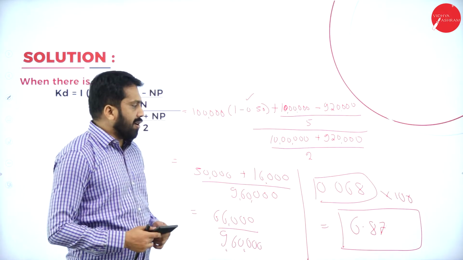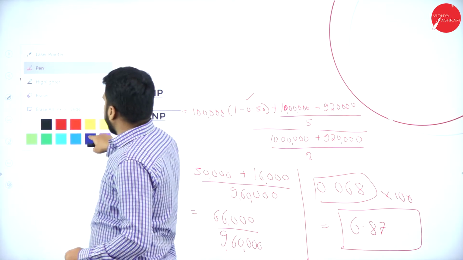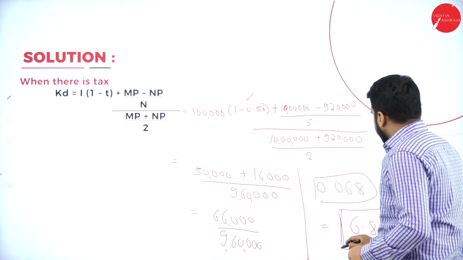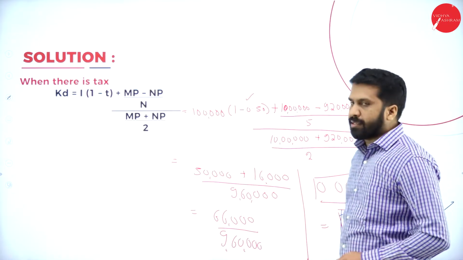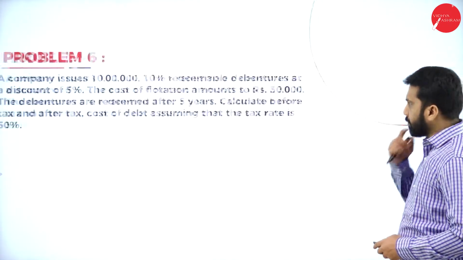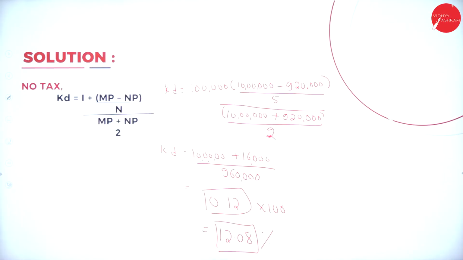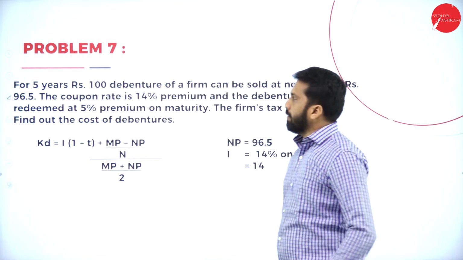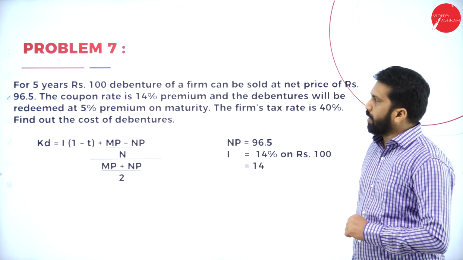What is this? 6.87 is called your cost of capital. Hope you understood. I'll change the color so that you will find out what is your final answer. This is your final answer. Clear? So I'll go back to the previous slide so that you can take a screenshot. So this is your problem number 6, the solution part without tax, solution part with tax. So I'll go to problem number 7. In this problem number 7, we will not do any changes. So the same procedure we have followed.